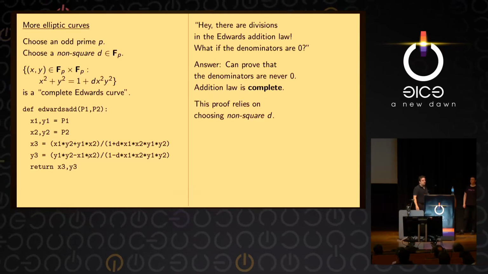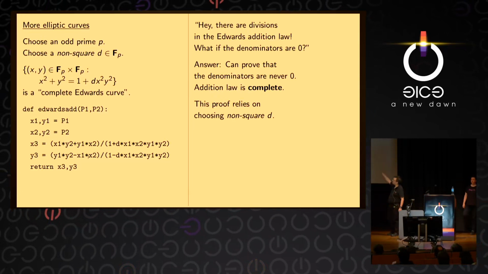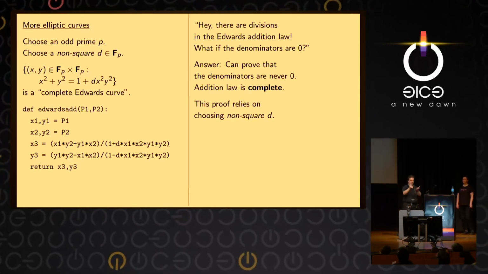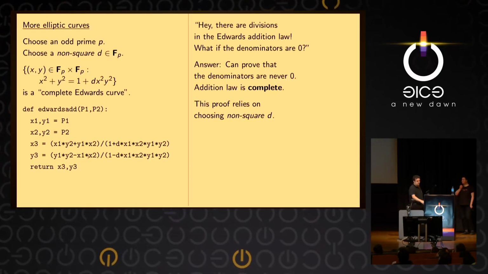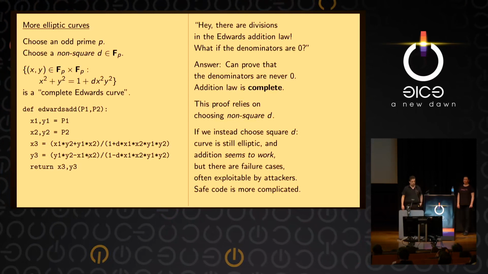If you look at how the math part of the proof works, it's important here that d was not a square. But again, that's something you can easily check. And once you've settled on a d that's not a square that everybody can use, then you will never have exceptions in the formulas.